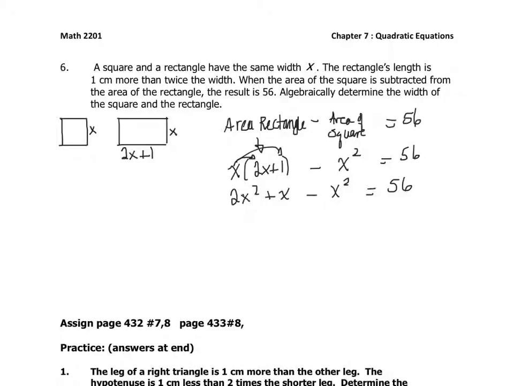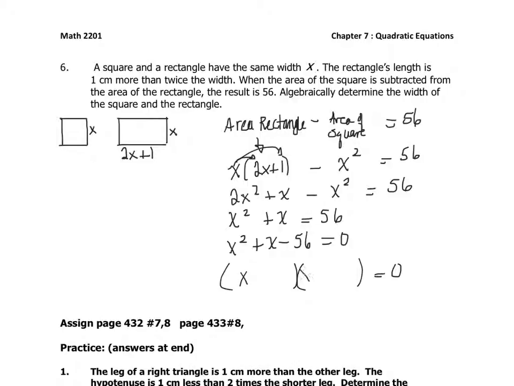So if I put the x squareds together, I get 2x squared minus x squared is x squared plus x equals 56, which is x squared plus x minus 56 equals 0. Because when you're solving a quadratic, bring all terms to one side equals 0. And this one again is easily factored because it's an easy trinomial.